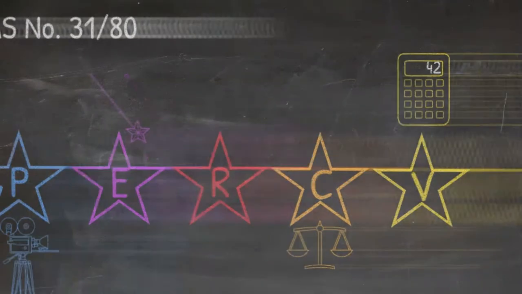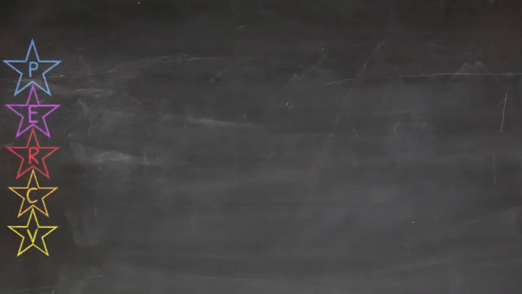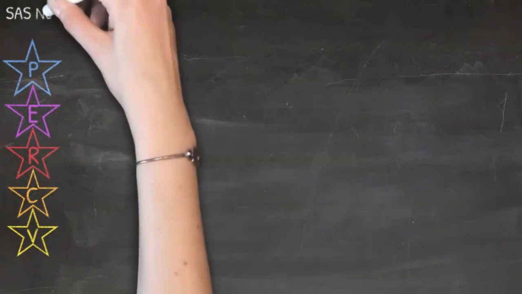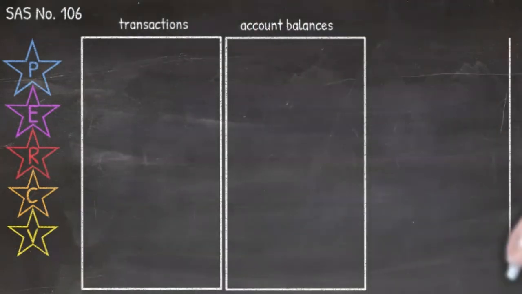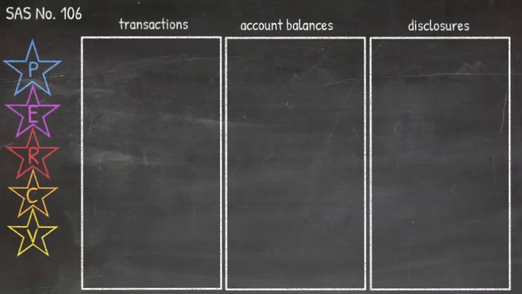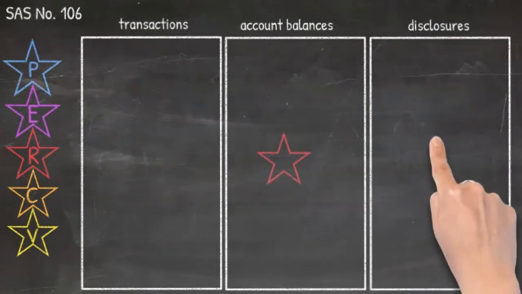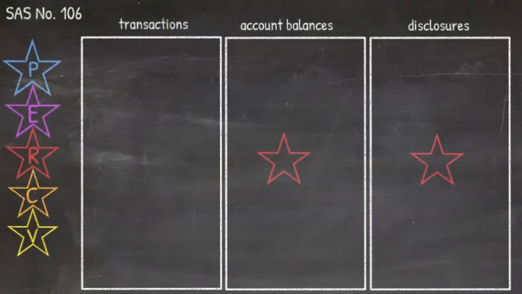SAS 106 is generally a restatement of the same SAS 80 assertions with an added emphasis on classification. This standard classifies our rainbow of assertions according to the type of information auditors are examining. For example, rights and obligations is generally applied to account balances like assets and liabilities, not to transactions. Note that SAS 106 also adds specific language to several assertions.